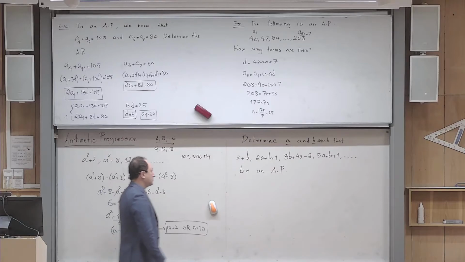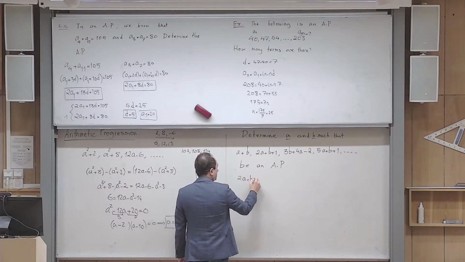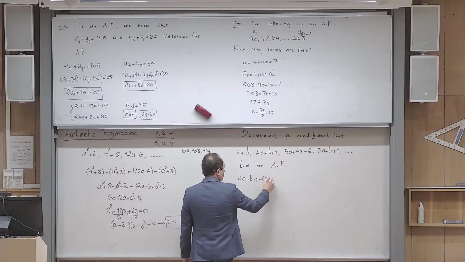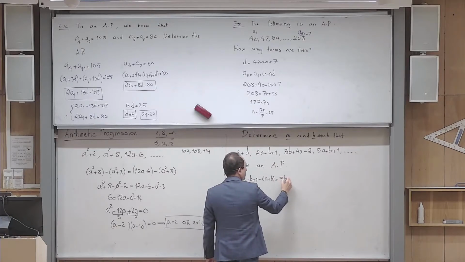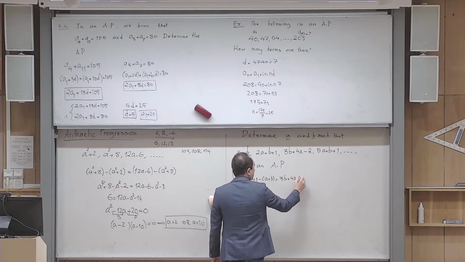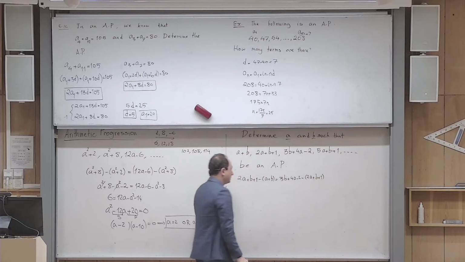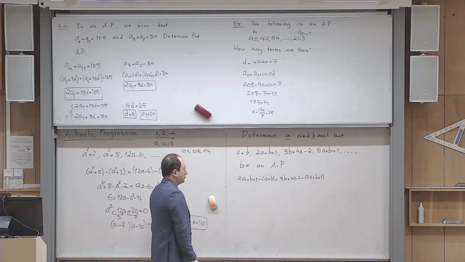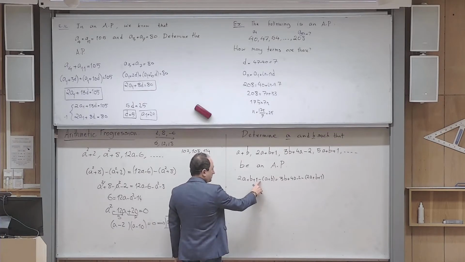Okay, so what can I do? I can say that this 2A plus B plus 1 minus A plus B is equal to this minus that, which is 3B plus 4A minus 2 minus 2A plus B plus 1. Okay, this is one condition. But let me simplify this as much as we can. Let us just do it in our head.